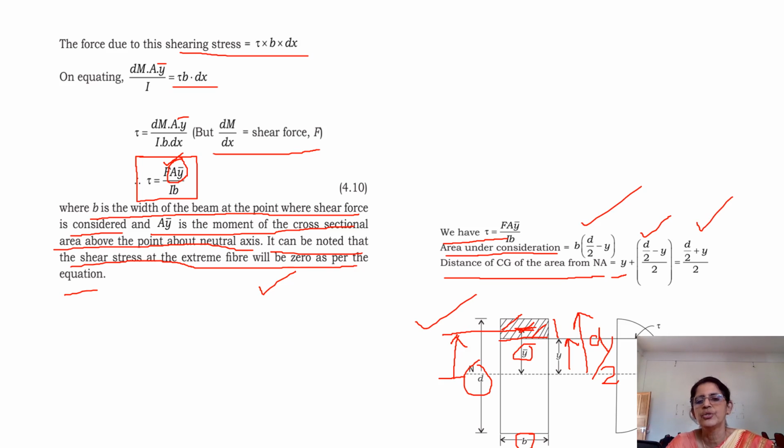So please substitute in this particular equation. F, you can keep it as such. A y bar, now you have got. What is capital I? Capital I is the moment of inertia of the whole cross section. What is capital I for a rectangular section? This is B D cubed by 12. Then what is B? B is the width under consideration. At this particular level, the width under consideration is B itself. So as per the formula also it is B, and as per your figure also it is B. You can just substitute all the values and find out what the final answer is. Please try.